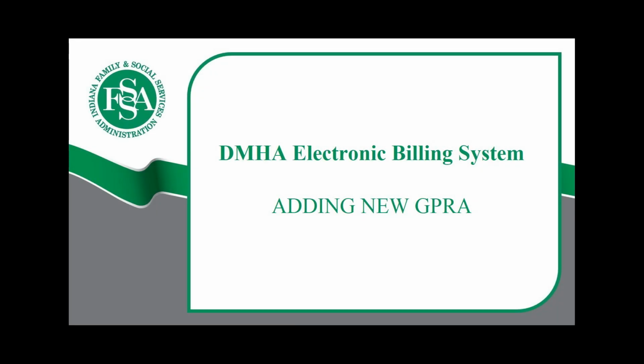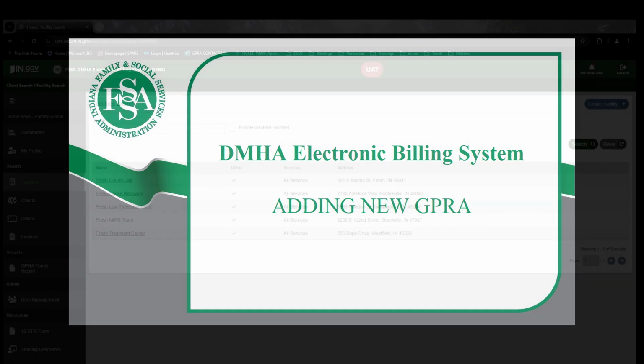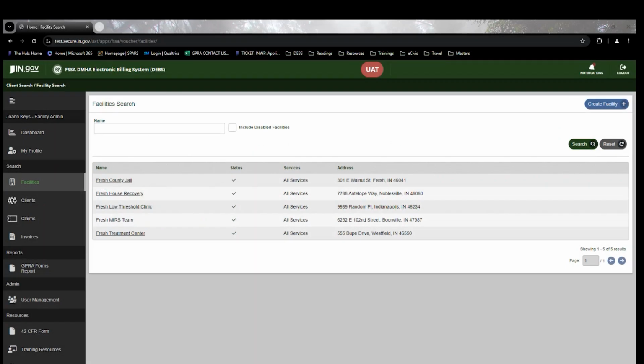This is section 3, adding a new GPRA to the DEBS training series. First, what you want to do is log into DEBS and get onto your own dashboard page. It may look similar to this if you have an organization with multiple facilities.